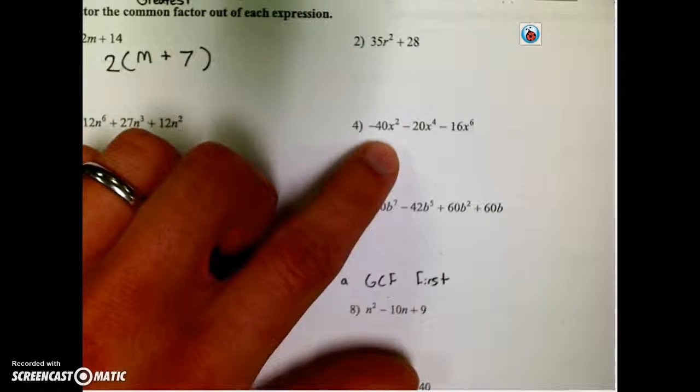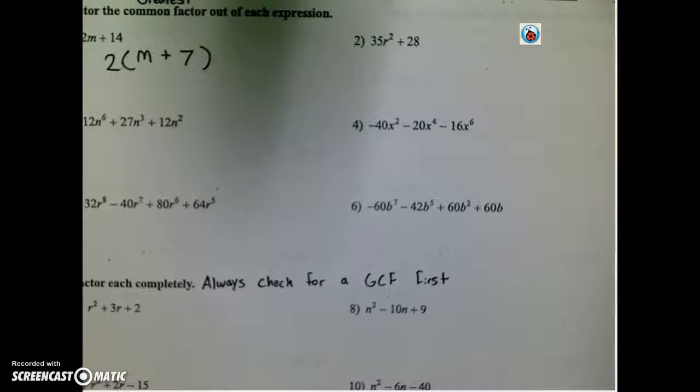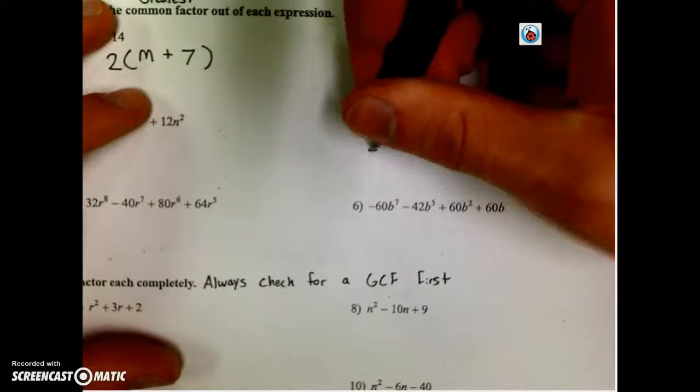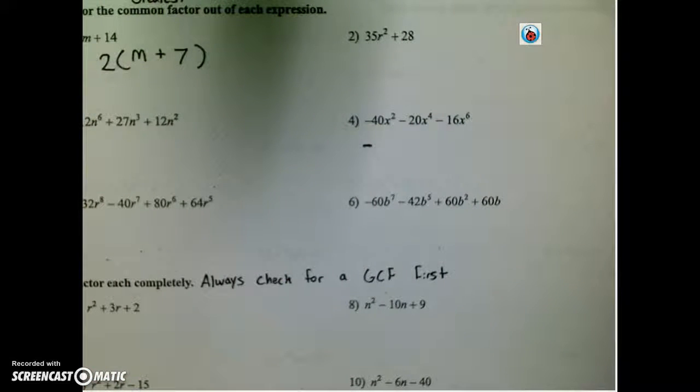So this one, let's look at the numbers. I see a negative 40, I see a negative 20, and a negative 16. So like we said, we are because we usually try to make our first term positive. Now I'm looking at the 40, the 20, and the 16. I see they're all even. I divide them all by a 2. But I can also divide them by a larger number, perhaps, right? And that's going to be a 4. Right?